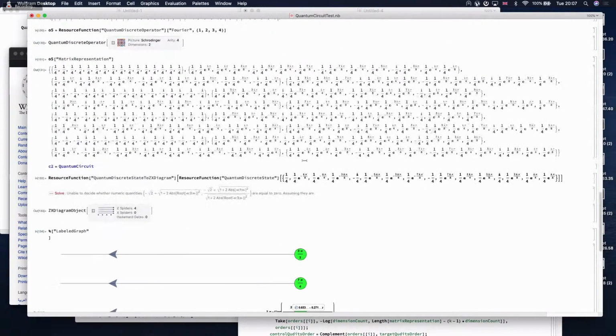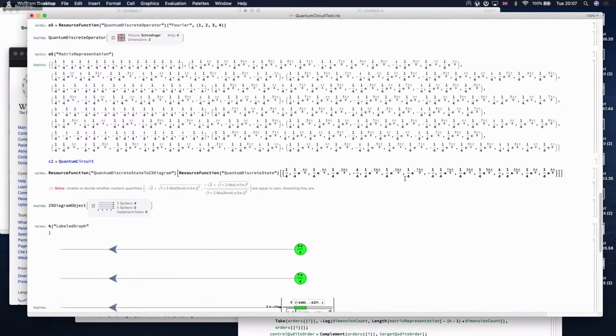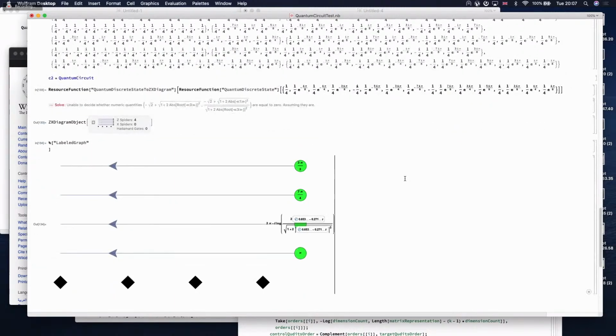Oh, so I'm cheating a bit. The quantum discrete operator to ZX diagram is not yet in the function repository. That's still in the review pipeline. So I was just testing with a single row whether we. I see, like as if that was a state, a quantum state. Right. Exactly. Which is why this diagram is completely linear, right? It's just a tensor product of state spiders without any kind of interaction.